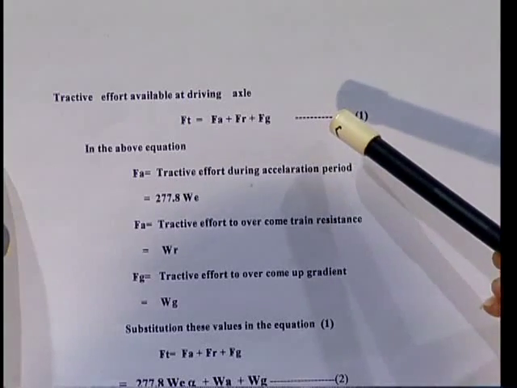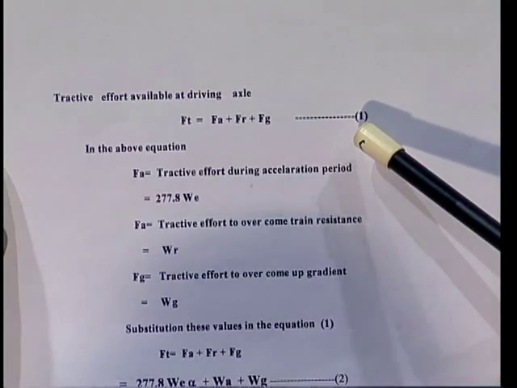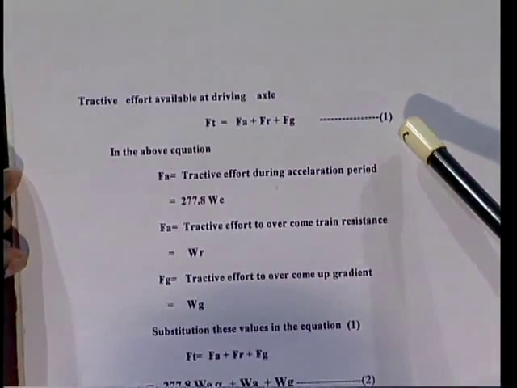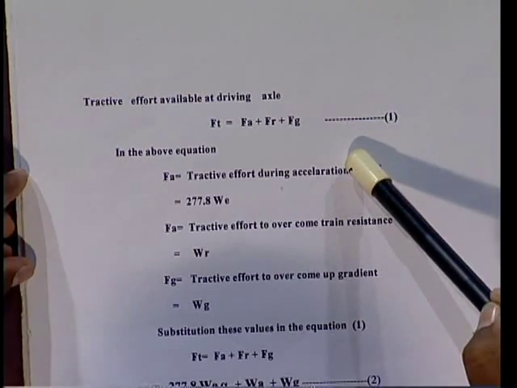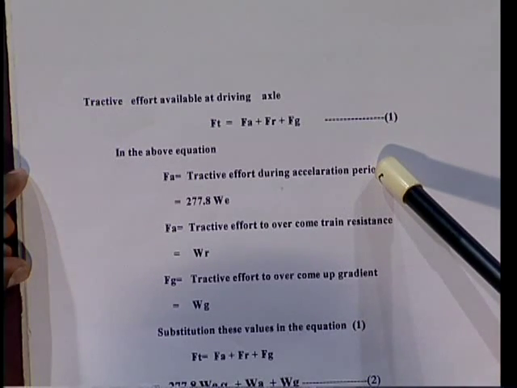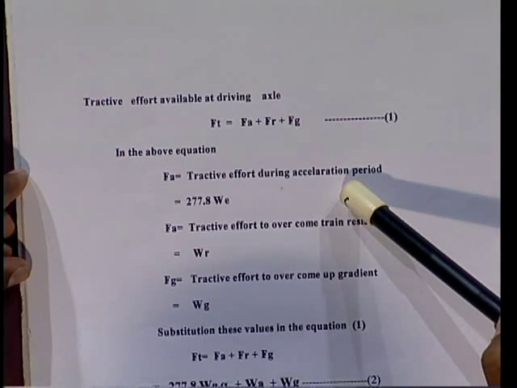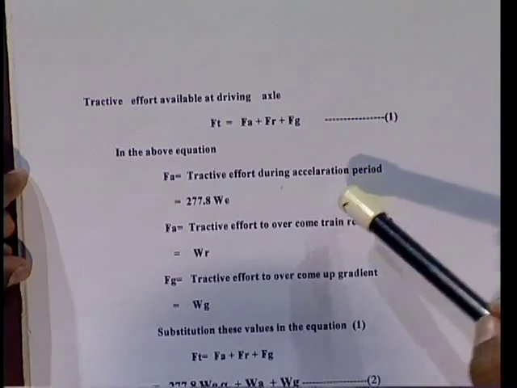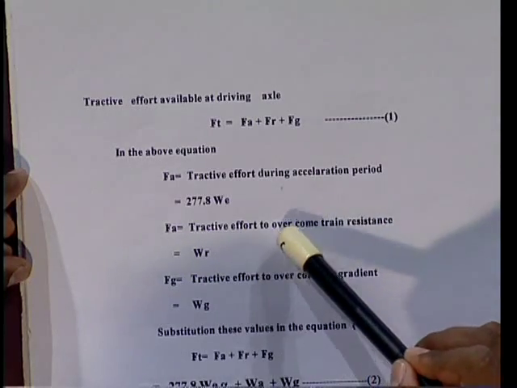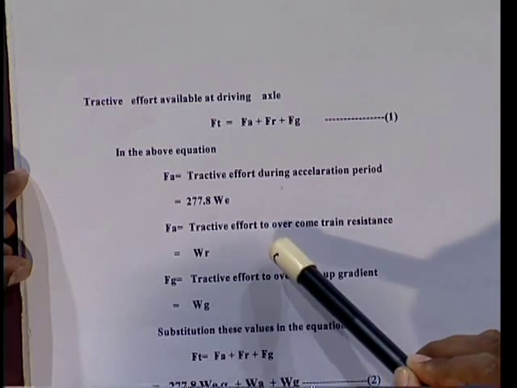Let us see next. The tractive effort available at the driving axles is given by the equation F_T is equal to F_A plus F_R plus F_G. I call this equation number one. In the above equation, F_A is the tractive effort during the acceleration period, which is equal to 277.8 W_E alpha. Next, F_R is the tractive effort to overcome the train resistance, which is equal to W R.